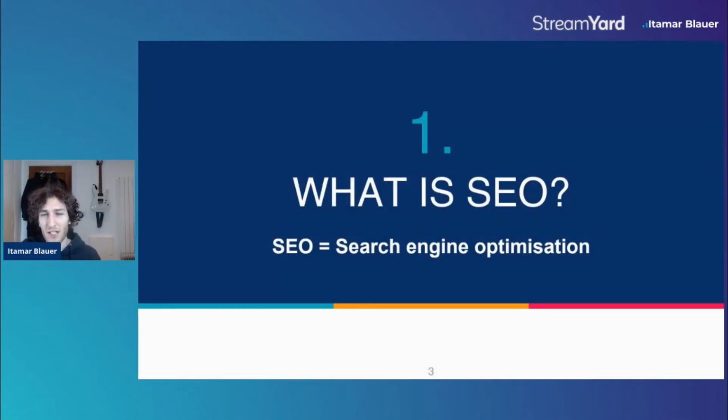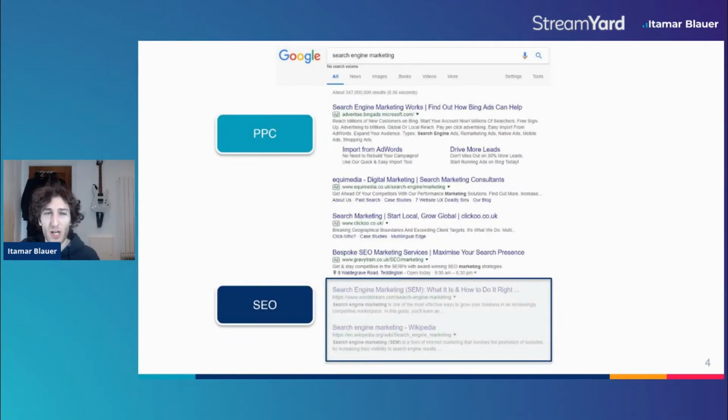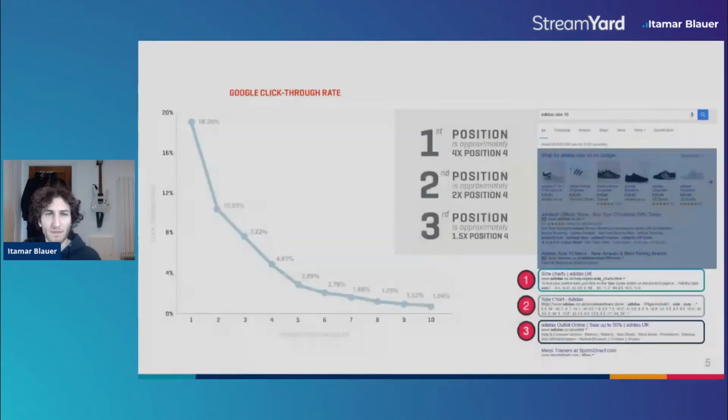SEO stands for search engine optimization. Now, if we take a look here, we can see that in any results listing from Google, you'll notice that you've got some ads at the top and sometimes right at the bottom of the page. And this is what is known as PPC, or pay-per-click. And you've got SEO, which is the organic listings that are below the ads.